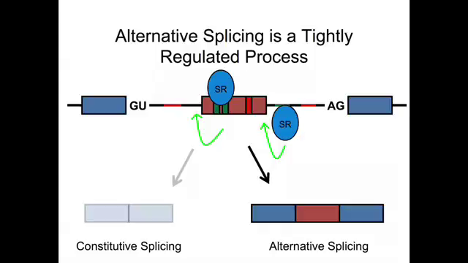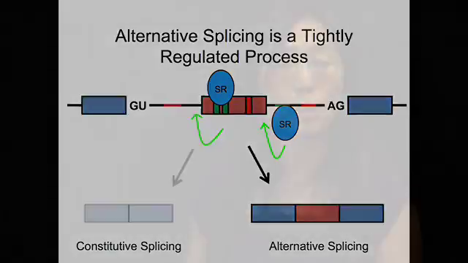However, there are also a group of proteins, such as SR proteins, that often bind to the exon splicing enhancer sites that results in the recognition of these weak splice sites, leading to the inclusion of the variable exon, which means that it promotes alternative splicing.